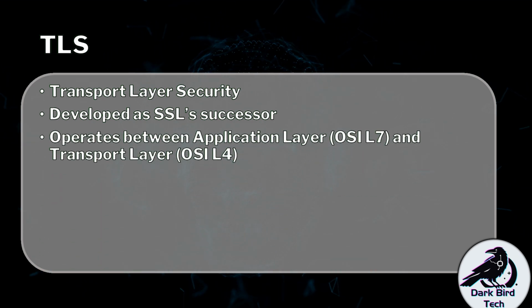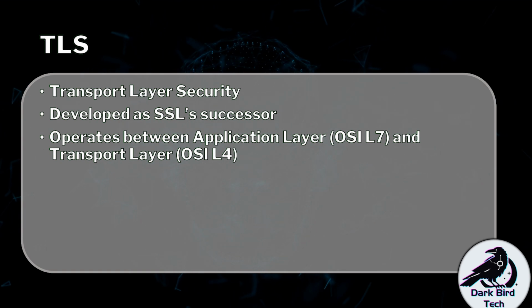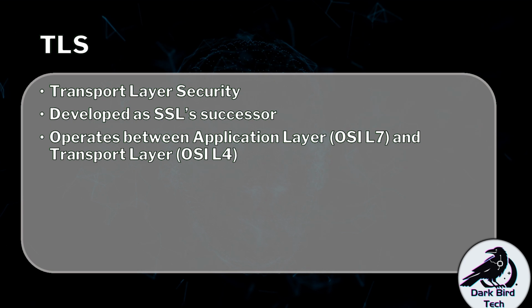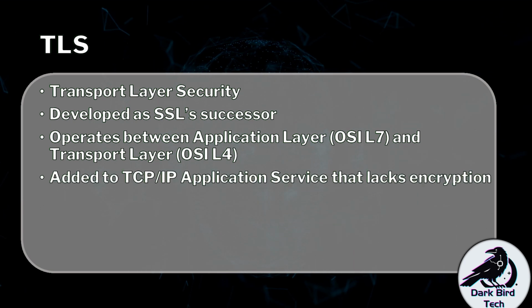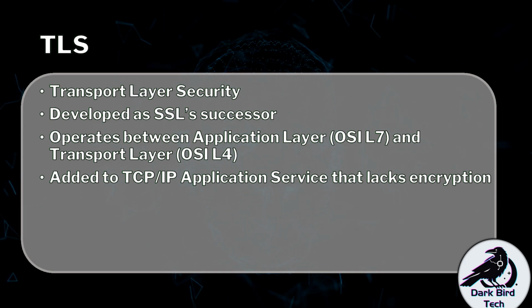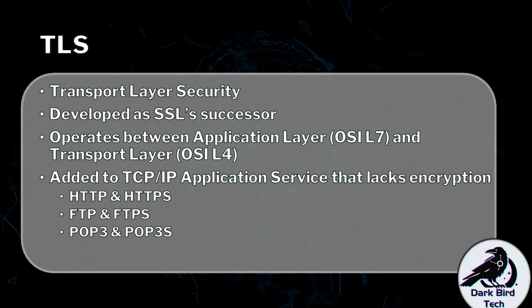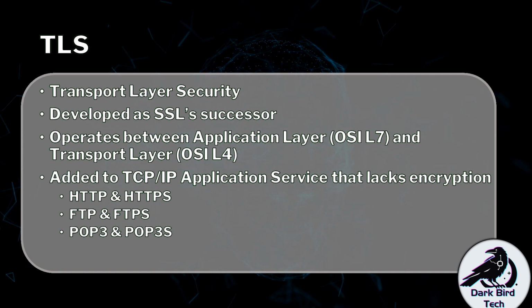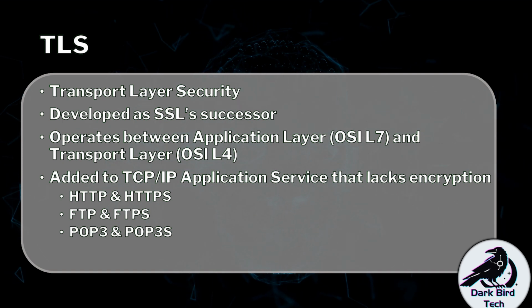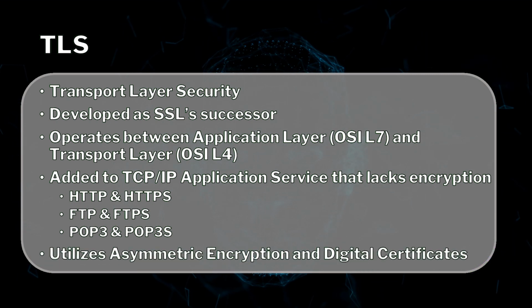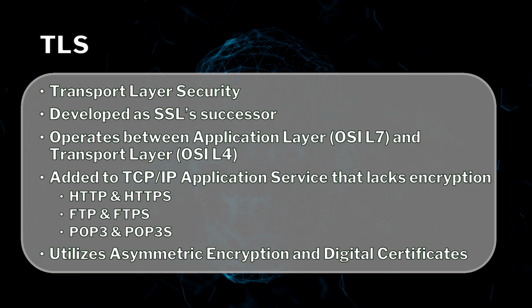Now, it operates between the application layer of the OSI model, layer 7, and the transport layer, or OSI layer 4. And it will be added to any TCP/IP application service that lacks encryption. Like I said, HTTP becoming HTTPS, FTP and FTPS, POP3, POP3S, and so forth. And what it does is it uses asymmetric encryption and digital certificates to apply the security.